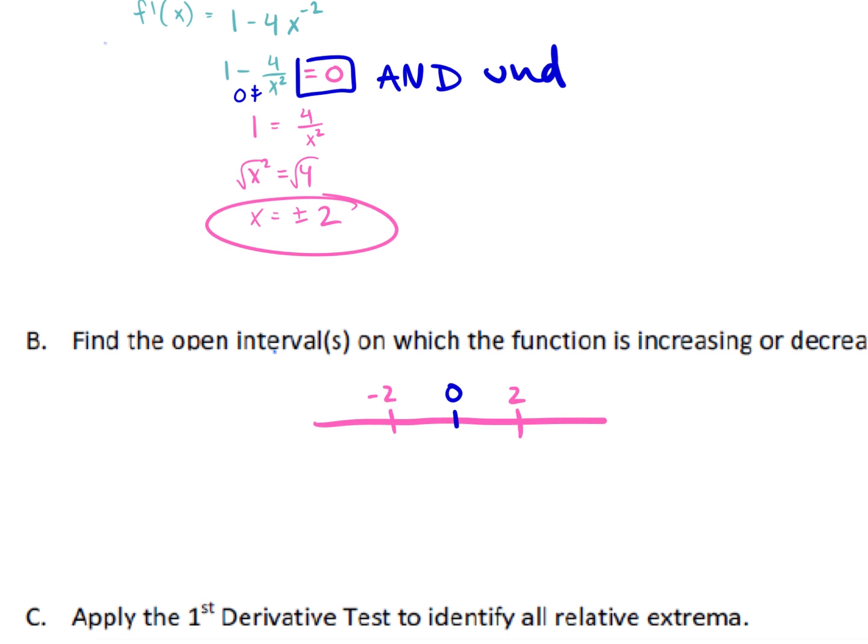Then we have our intervals from -∞ to -2, from -2 to 0, from 0 to 2, and 2 to infinity. And we are plugging in values into our first derivative to see if it is positive or negative. That'll tell us where it's increasing or decreasing.